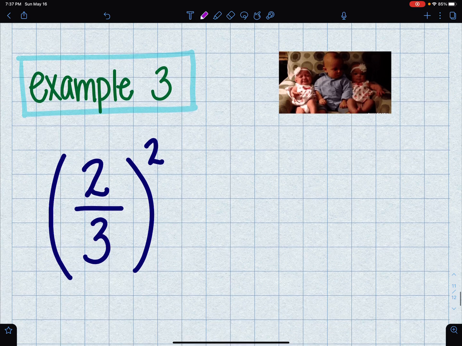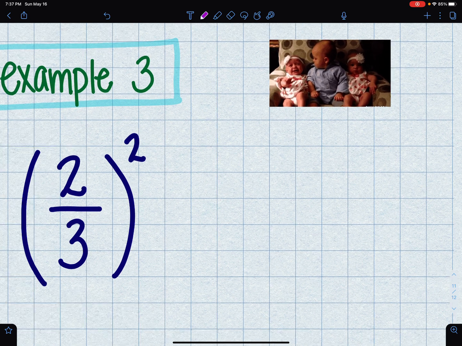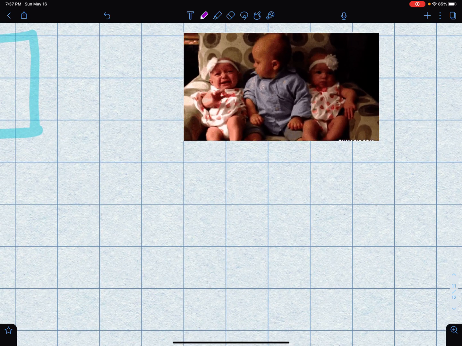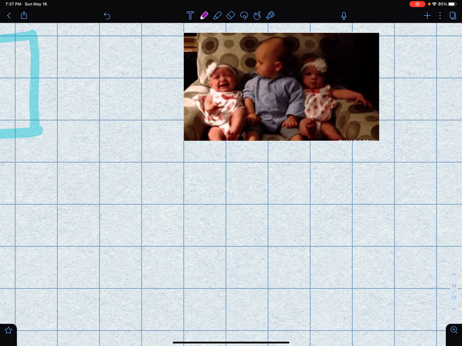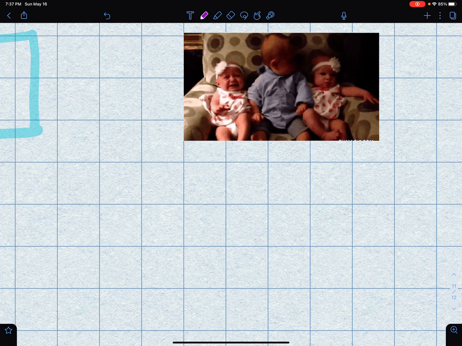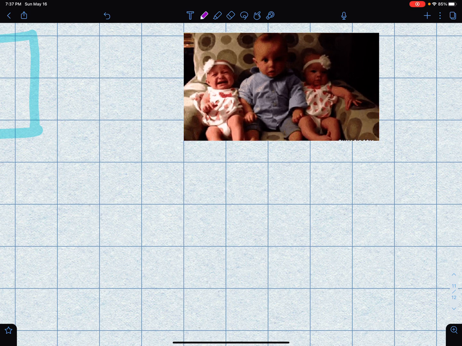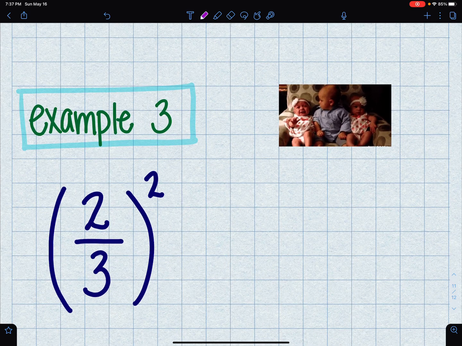Cool. All right, last example, example 3. Look at this little boy. It's so funny. It's like he's confused by twins. He's like, okay, wait a minute. There's one over there, and then I see her over there. What's happening? Oh, what if Kayla had twins? Oh man, that would be crazy, huh?